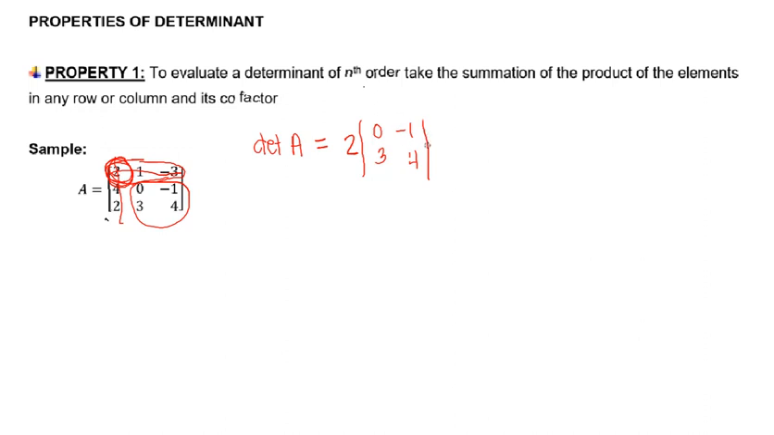Now let's move on to the next one. So it's gonna be minus. So in here, the sign must alternate. So if we have positive, the next is negative, and then positive. So our sign here should alternate.